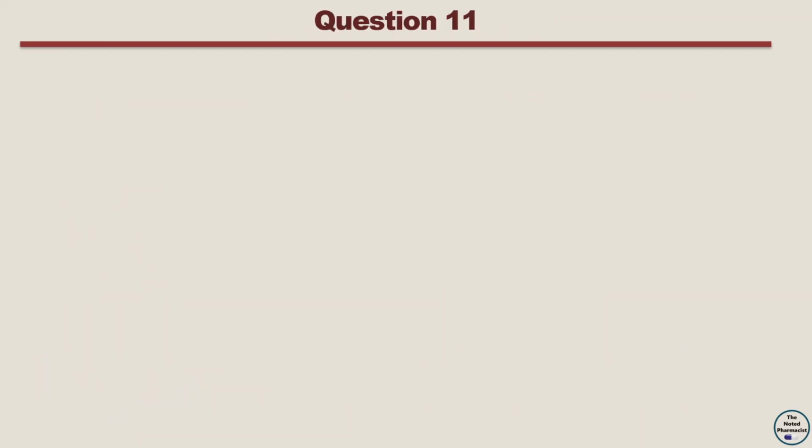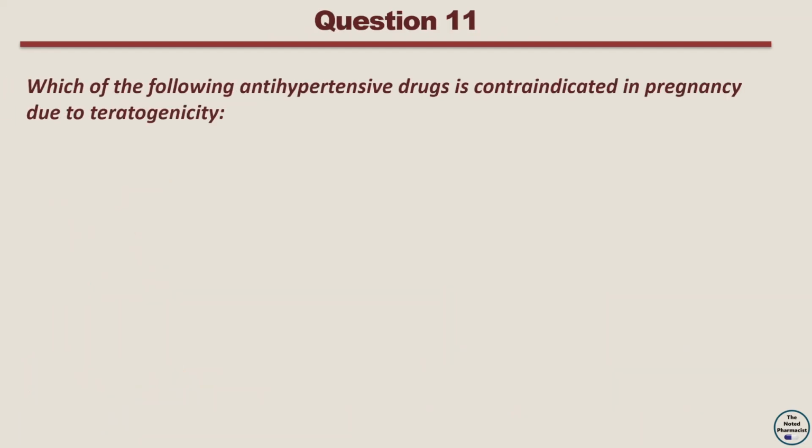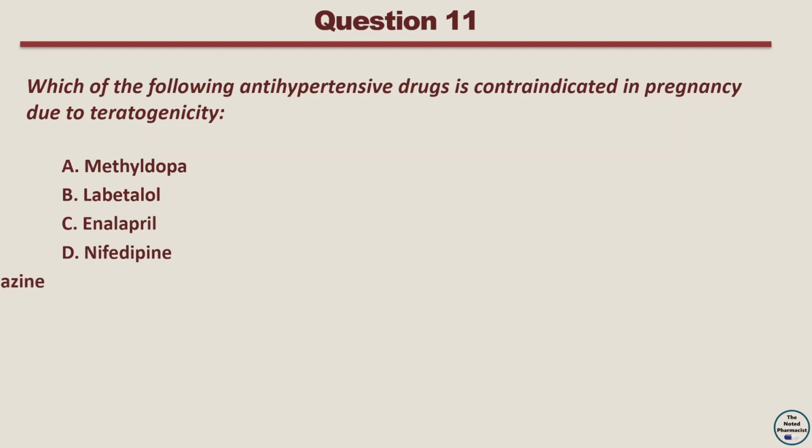Question 11. Which of the following antihypertensive drugs is contraindicated in pregnancy due to teratogenicity? Option A, methyldopa. Option B, labetalol. Option C, enalapril. Option D, nifedipine. Option E, hydralazine.